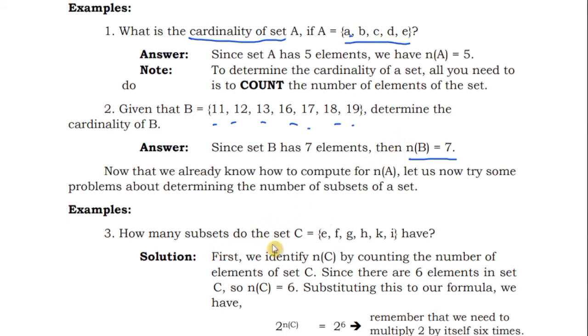How many subsets does set C have? What do you think? When you see how many subsets, again we make use of the formula 2 to the n, where n is the number of elements. We have 1, 2, 3, 4, 5, 6, so we have 2 to the 6. As you can see, 2 to the 6 is 2 times 2, 4 times 2, 8 times 2, 16 times 2, 32 times 2, 64.